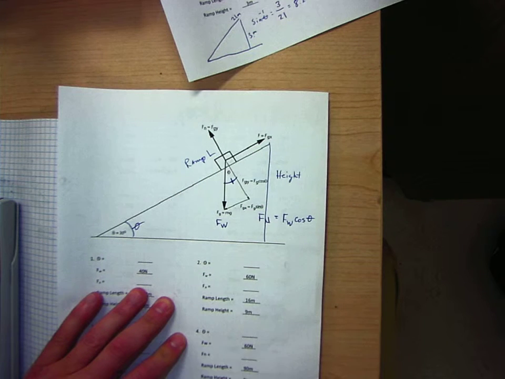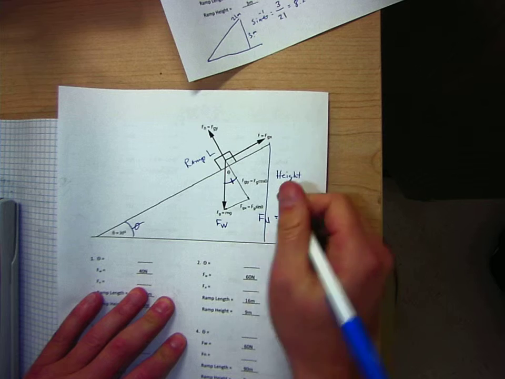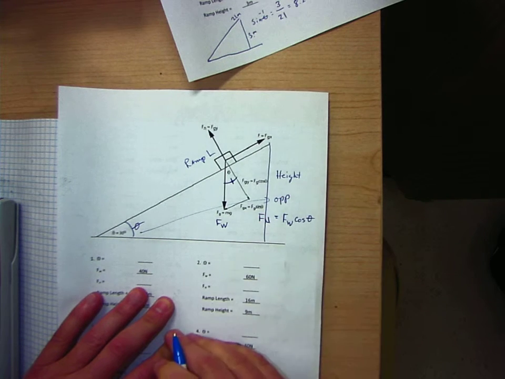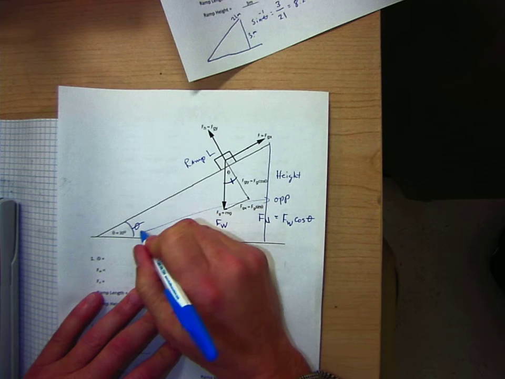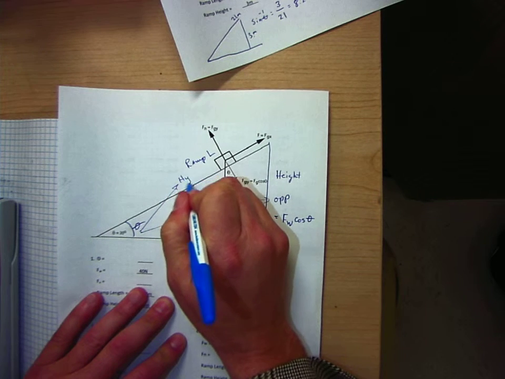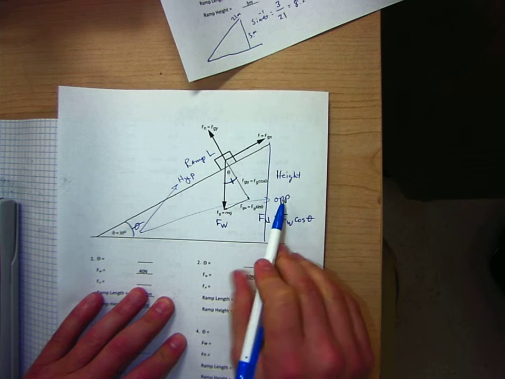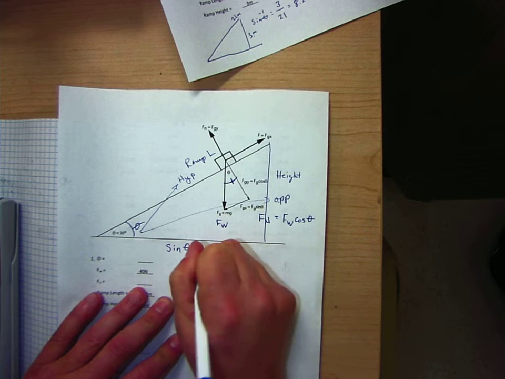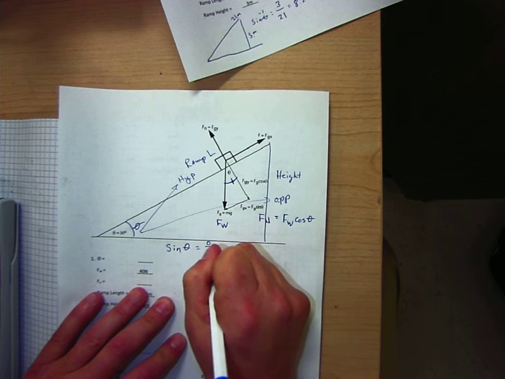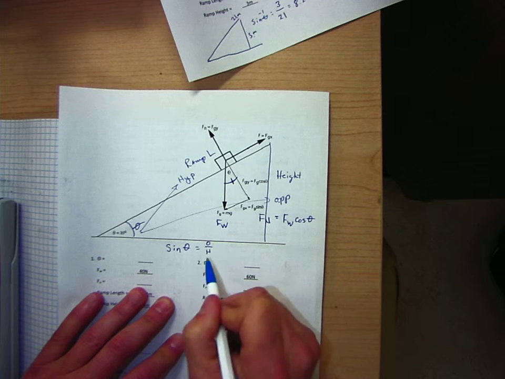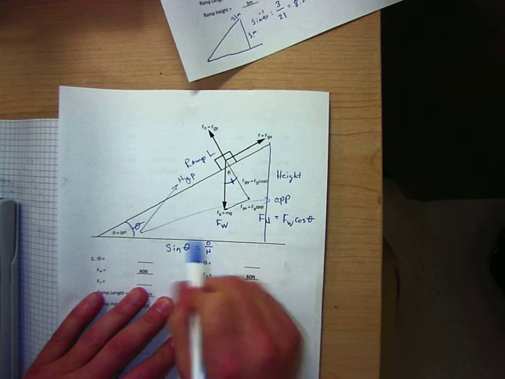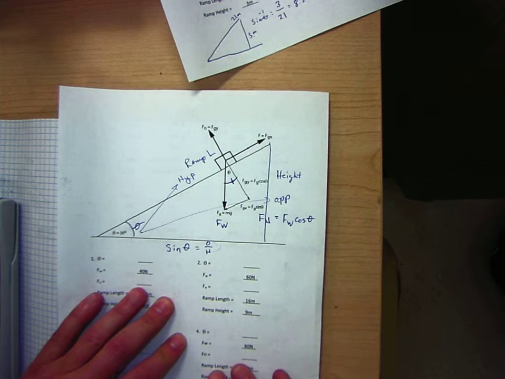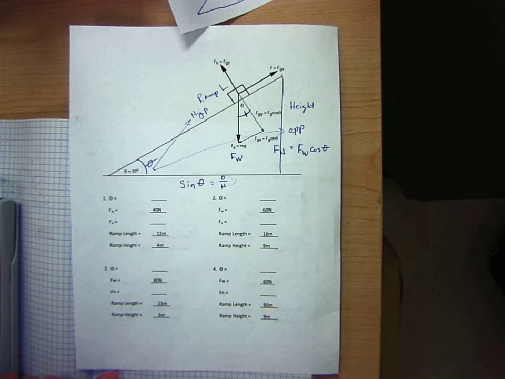Now, to make this equal, our geometry knowledge would tell us that the height is opposite this angle. And then it would also say that the ramp is called the hypotenuse. So having an opposite and hypotenuse means that we have sine theta equal to opposite over hypotenuse. So in the little phrase SOHCAHTOA, this would be the SOH part, opposite over hypotenuse, or the height over the ramp length. Let's go to number 3. This should clarify things.